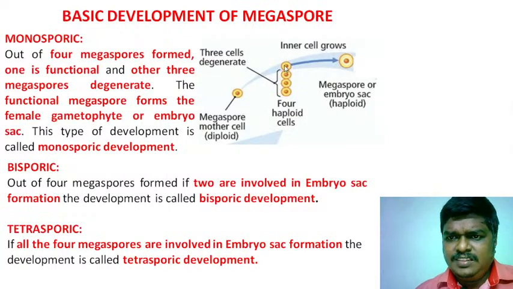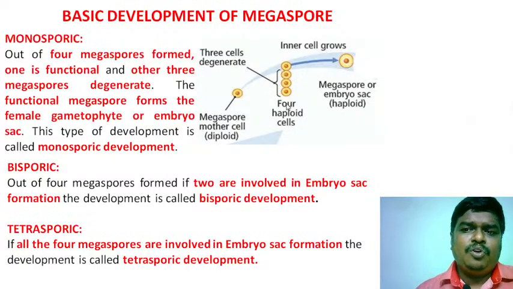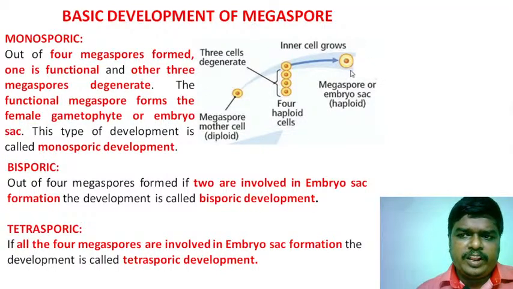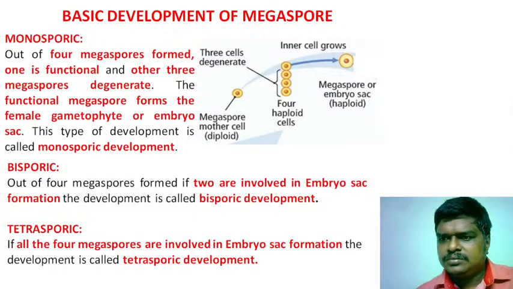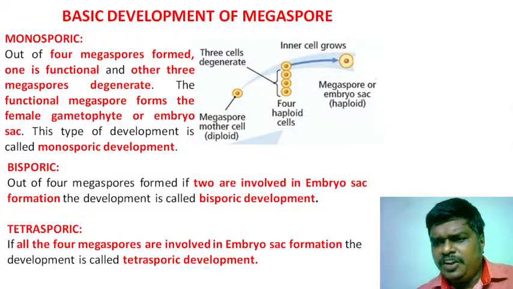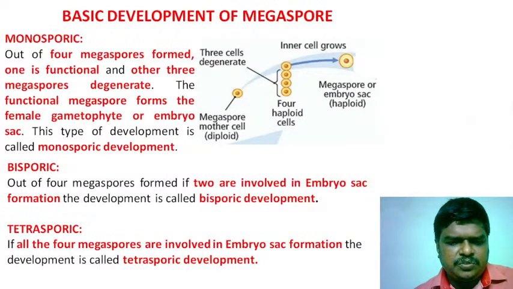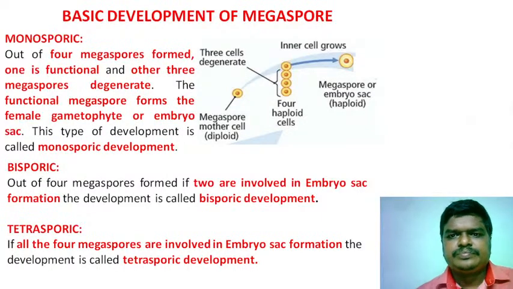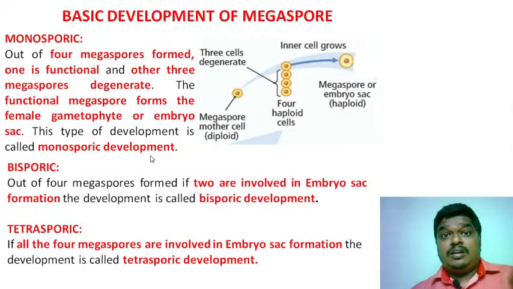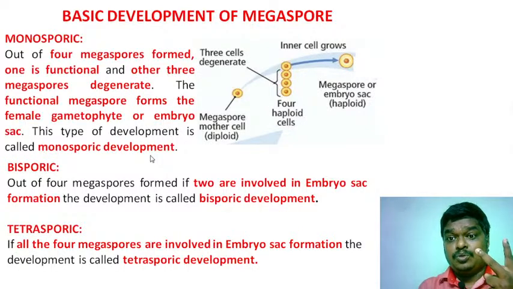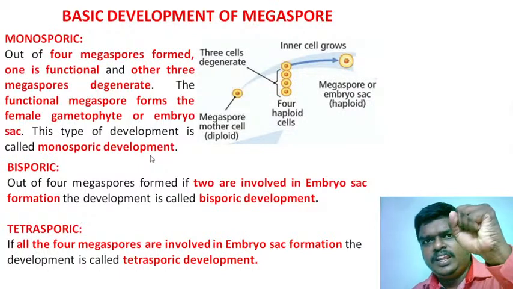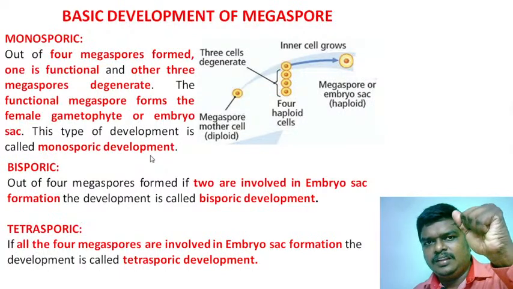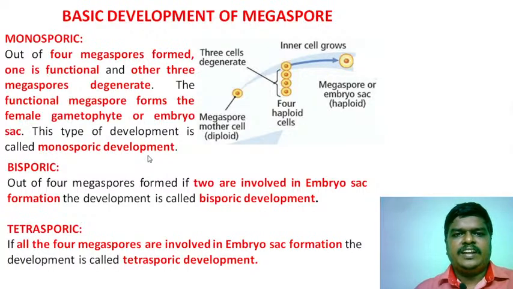If one cell among the 4 haploid cells develops into the megaspore or embryo sac, that is called monosporic. The non-functional spores die. They degenerate. That's what degenerate means. It dies. From the 4 cells, if 2 cells form the embryo sac, that is called bisporic. If all the 4 together form the embryo sac, it is called tetrasporic.